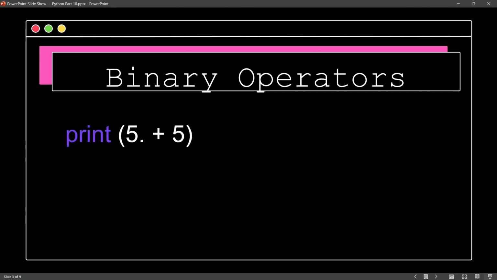It's the same with our addition. Yeah, this plus symbol is going to work on the value to the left and the value to the right. It is functioning as a binary operator in Python.